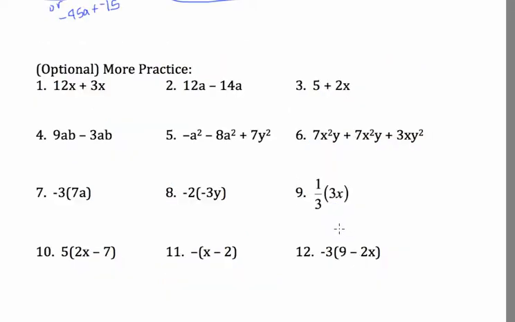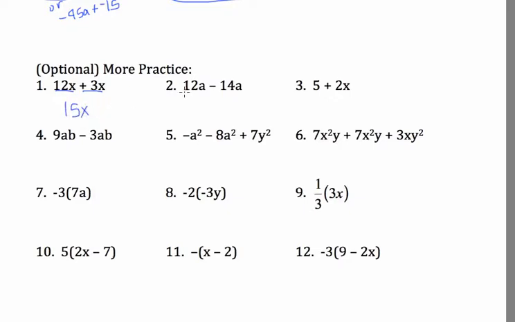So let's practice what we've learned. My suggestion is to pause the video at this time, do these problems, then unpause and see if you've got them right. Number 1, this is adding like terms. 12x plus 3x. They are like terms, so I can add them, 15x.